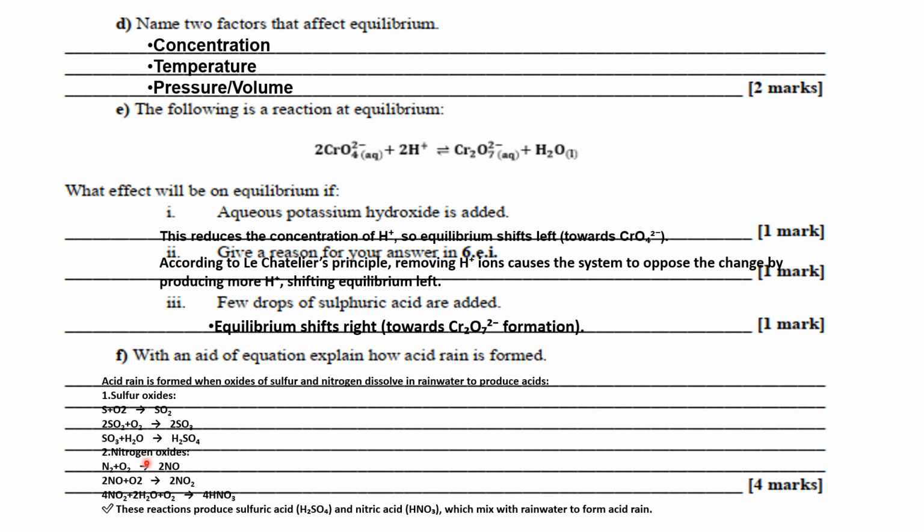Another one involves nitrogen. Nitrogen will react with oxygen to produce nitrogen oxide. The nitrogen oxide will react with more oxygen to form nitrogen dioxide. The nitrogen dioxide will react with water and more oxygen to form nitric acid. These two will lead to formation of acid rain. 4 marks. The emphasis is the two equations for the first one and the two equations for the second one. That's 2 plus 2 make 4 marks.